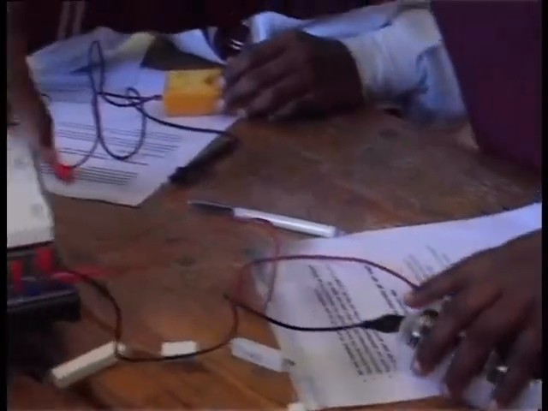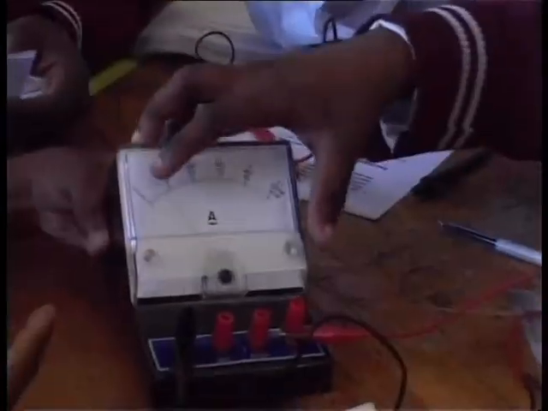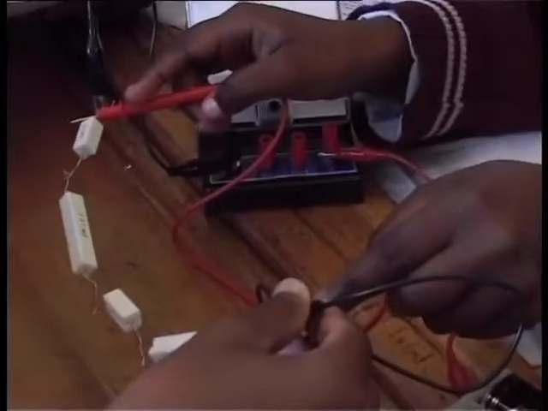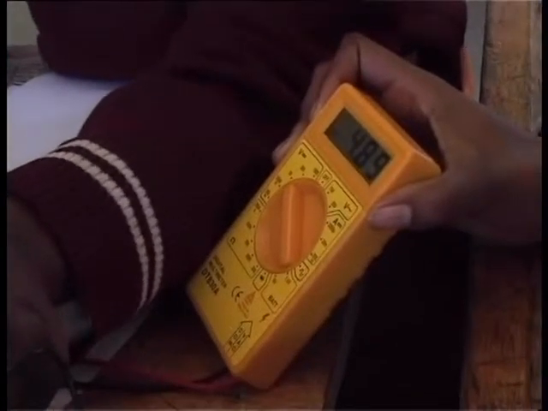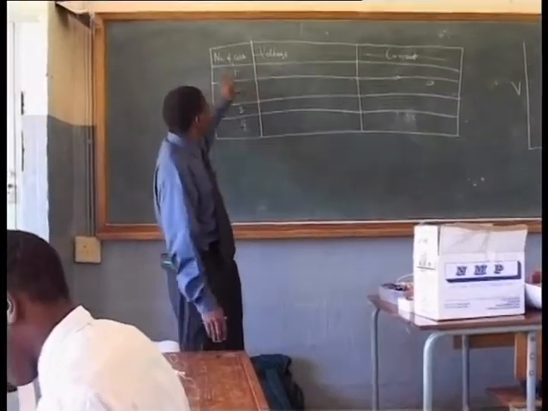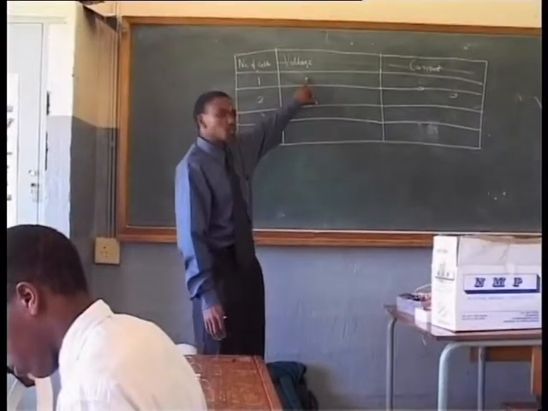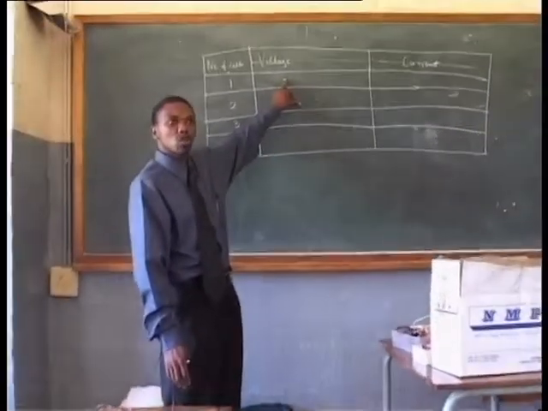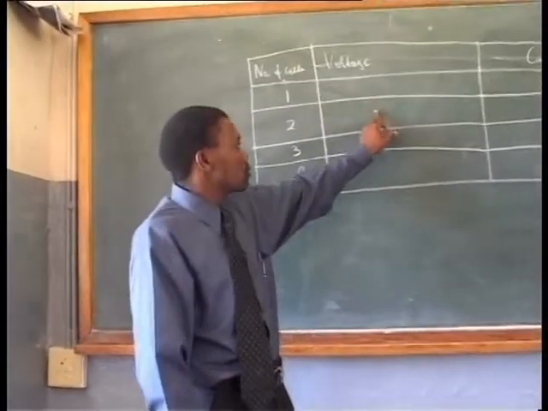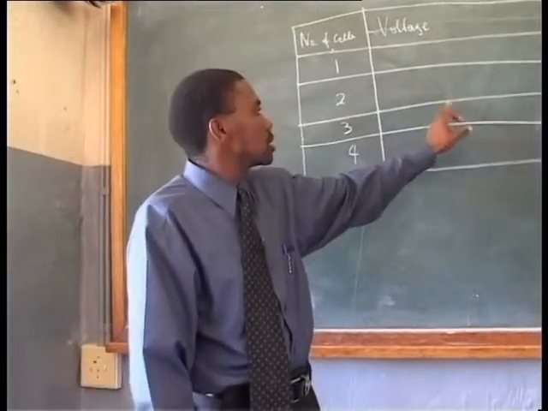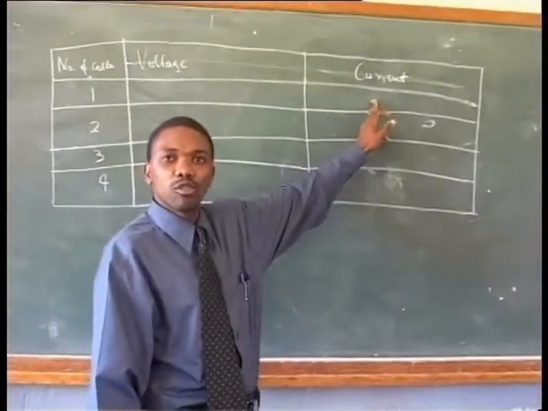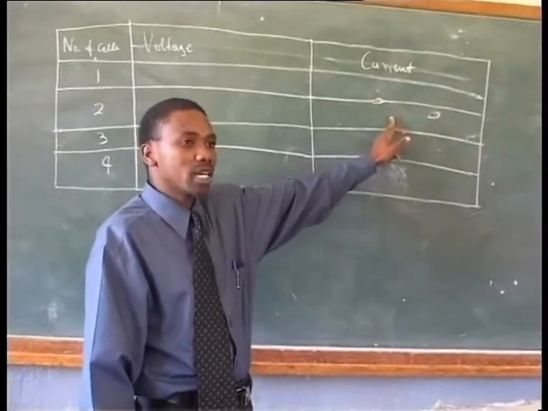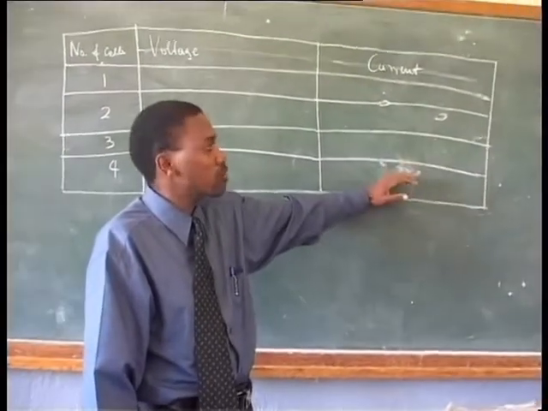This is the reading that we got on the ammeter. This is 0,8. This is the reading on the voltmeter. It's 4,89. The teacher explains that the measurements need to be tabulated. On this space, write the voltage that you got when there was 1 cell, the voltage that you got when there were 2 cells, 3 cells, and 4 cells. And on the other side, you write the current that you took when there was 1 cell, the current you took when there were 2 cells, 3 cells, and 4 cells.